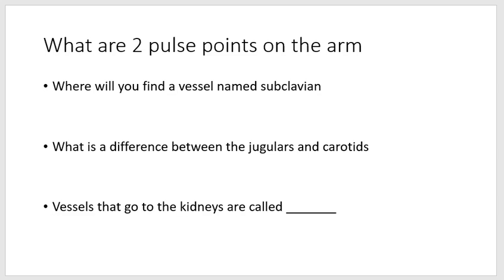So, where will you find a vessel named subclavian? Hope you all said under the clavicle, because I've said it like 6 times today. What is the difference between the jugulars and the carotids? Well, the jugulars don't have a common jugular. Instead, you have just external and internal, where the carotids have a common and then your externals and internals. The vessels that go to or from the kidneys are called renal vessels.